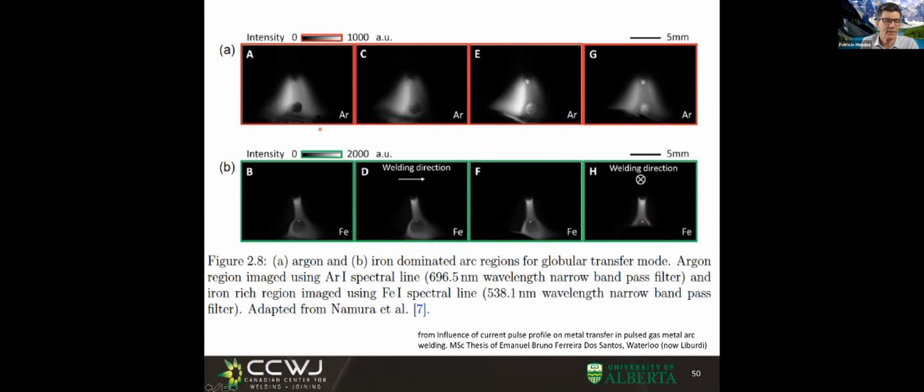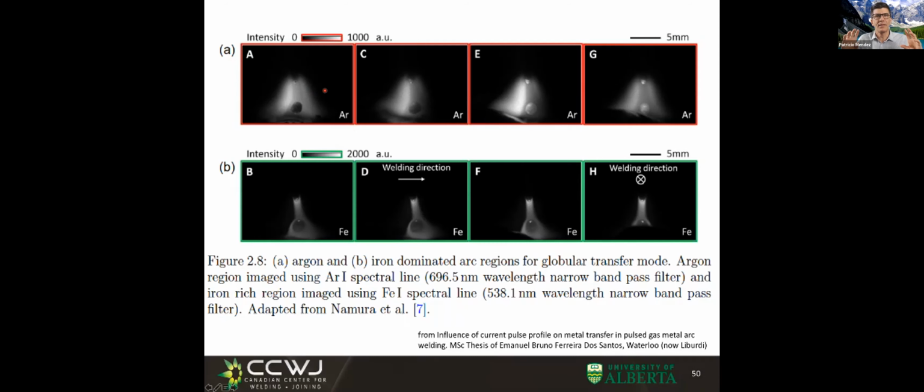So look at this. These are experiments done here in Canada at the University of Waterloo. It's an amazing project in which, inspired by work done in Japan, they use narrow pass wavelength filters for the cameras.